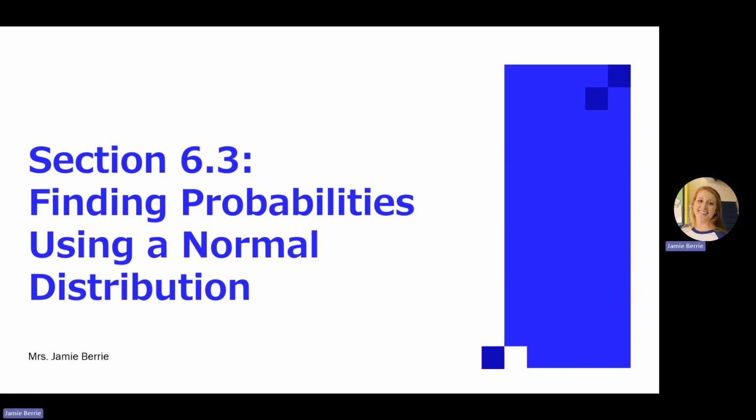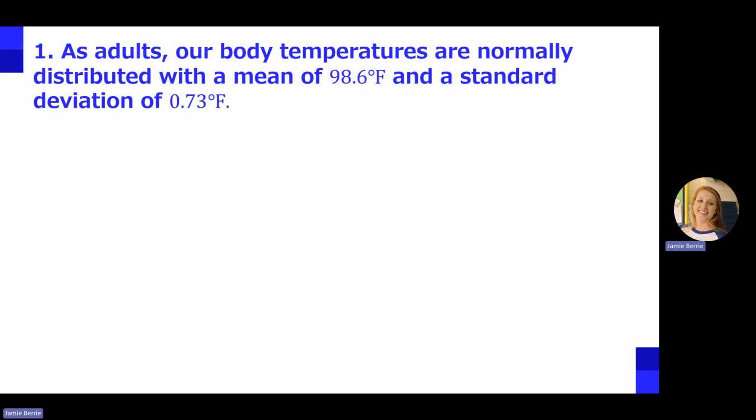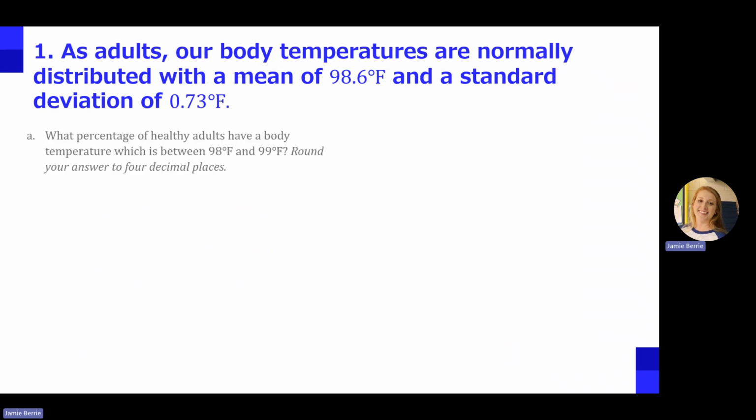Let's get started. Okay, so it says, as adults, our body temperatures are normally distributed with a mean of 98.6 degrees Fahrenheit and a standard deviation of 0.73 degrees Fahrenheit. And the question is asking, what percentage of healthy adults have a body temperature which is between 98 degrees Fahrenheit and 99 degrees Fahrenheit? Round your answer to 4 decimal places.